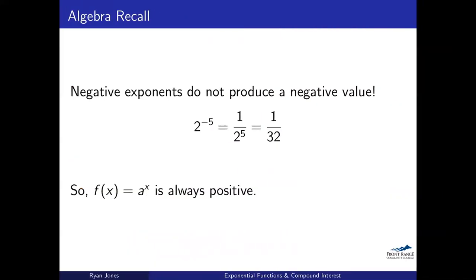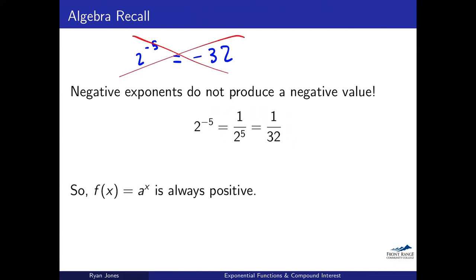Just a recap here on some algebra, so that we don't have this issue again. If you have a negative exponent, that does not give you a negative number. A lot of people, when they see something like 2 to the -5th, will just do 2 to the 5th, which would be 32, and they'll just slap a negative sign on it, and this is bad. That's actually not what we do.